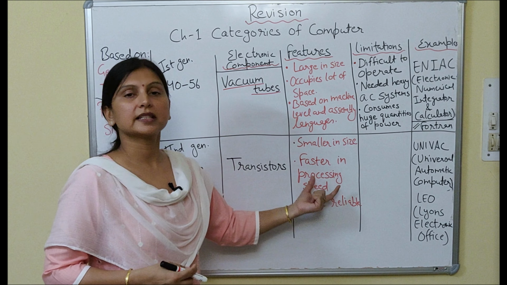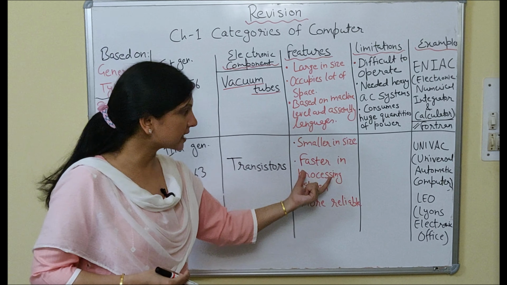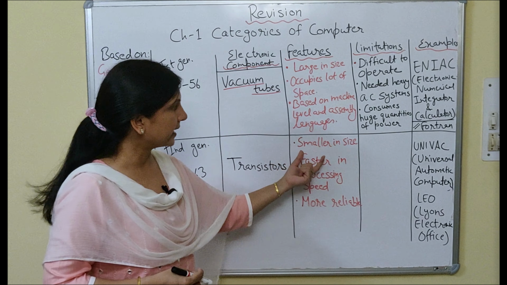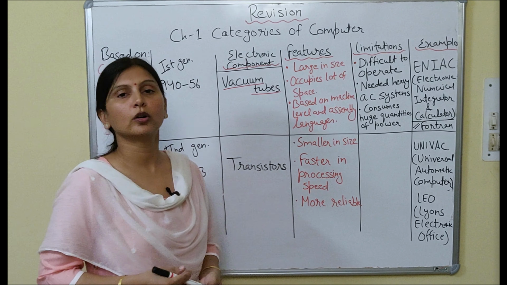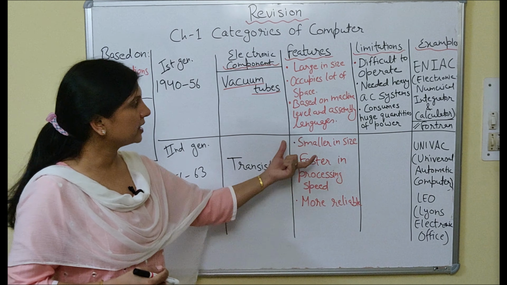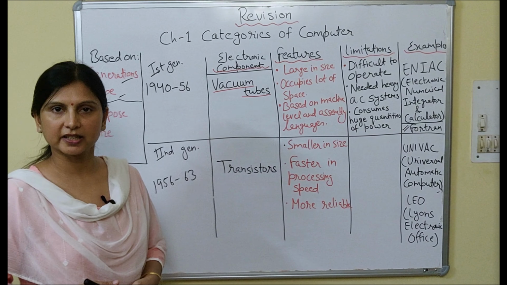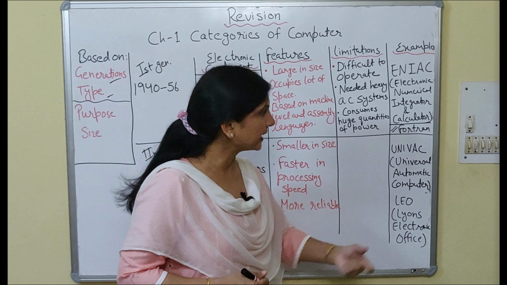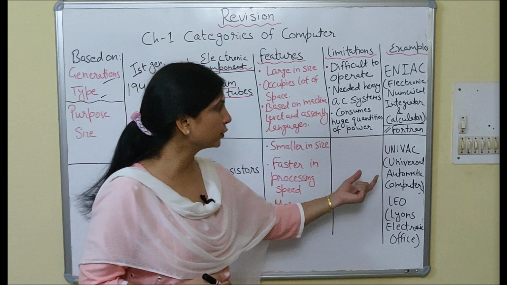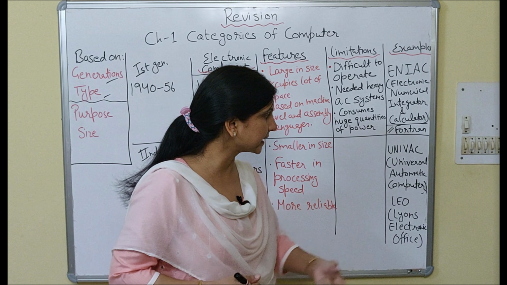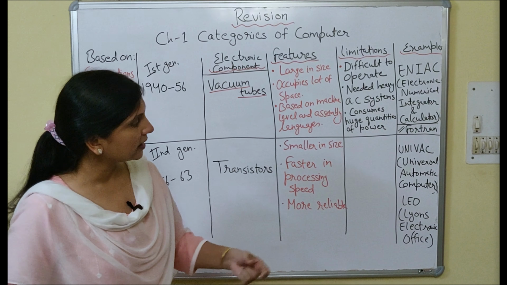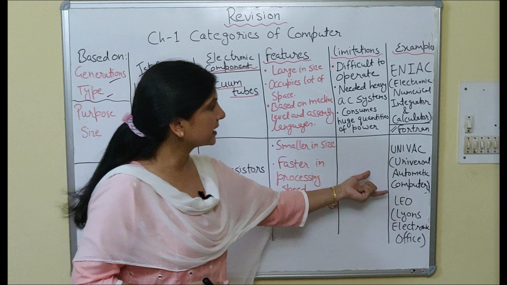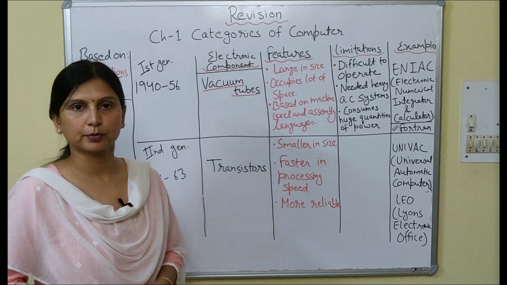Second, faster in processing speed. So much faster as compared to the first generation computer, and smaller in size and more reliable also. So these are the features of second generation computer. Now example, UNIVAC and Leo. What is the full form of UNIVAC? Universal Automatic Computer, and Leo is Lyons Electronic Office. So these are the examples of second generation computer.